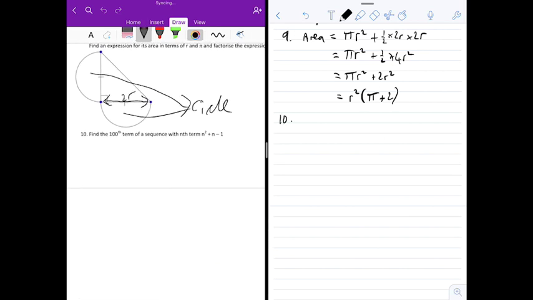Question 10. Finally, very easy to finish one. The 100th term of a sequence with nth term n squared plus n minus 1. The trick here is to find the 100th term. We would substitute n equals 100 into the expression. So it's going to be 100 squared plus 100, take away 1. It's going to be 10,000 plus 100, take away 1. So therefore we're talking about 10,099.